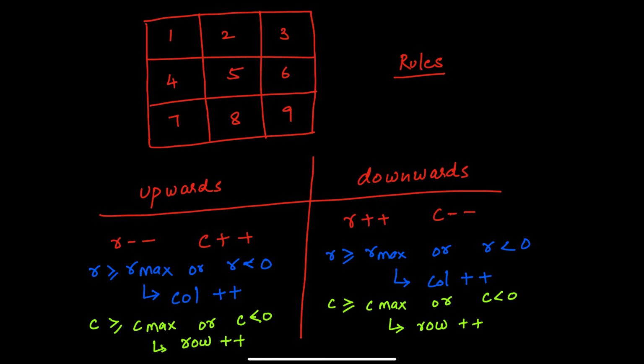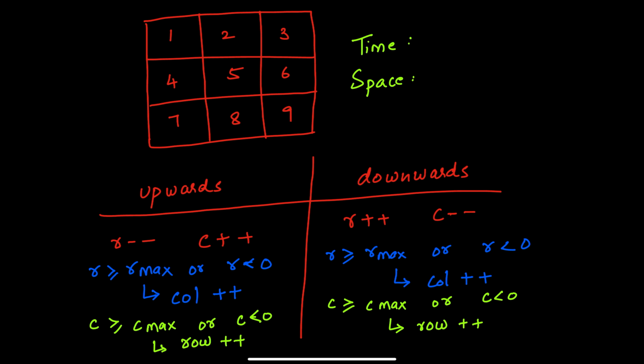To support this criteria, we also need to take into account the column value. The logic is very similar, where if the column value is greater than or equal to column max or less than 0, then we should increment the row value by 1. This logic applies to both upwards and downwards direction. If we can implement these three rules, we can easily solve the problem.